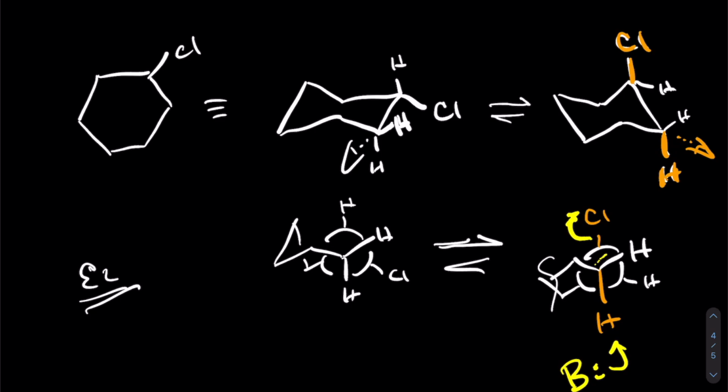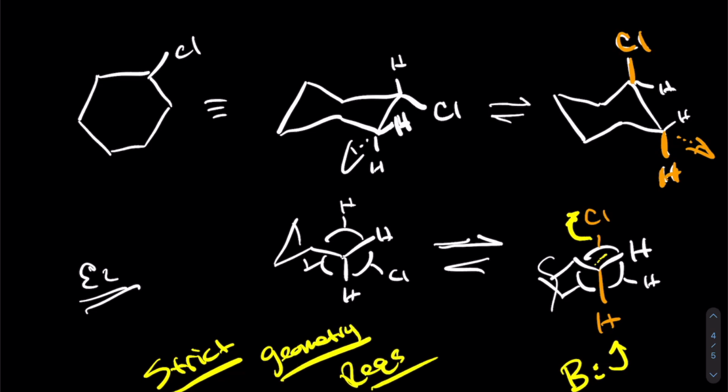All right. In that case, if you have that overlap and you've satisfied what we'll call the strict geometry requirements, if you satisfied those for the E2 condition, then you can have an E2 elimination. All right. And that is essentially the important part of that.